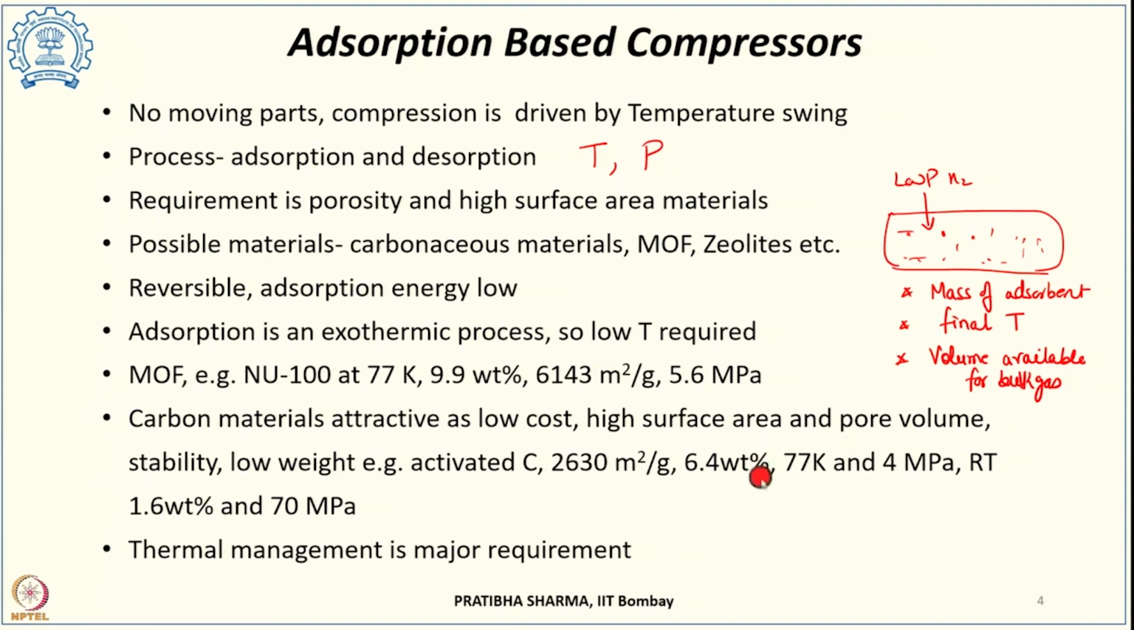So, this is at 77 K. However, at room temperature, we can achieve only 1.6 weight percent at 70 MPa. That clearly shows the advantage of reduced temperature in the case of an adsorption-based compressor. Besides that, as we have seen, it is an exothermic process, so the heat released during adsorption needs to be removed from the storage tank. A lot of thermal management is required.